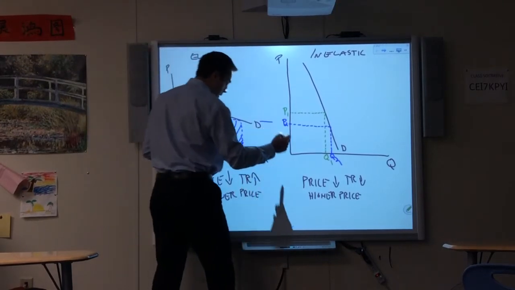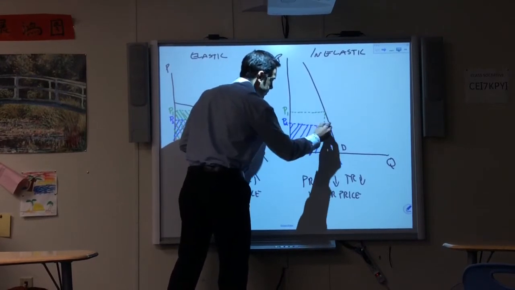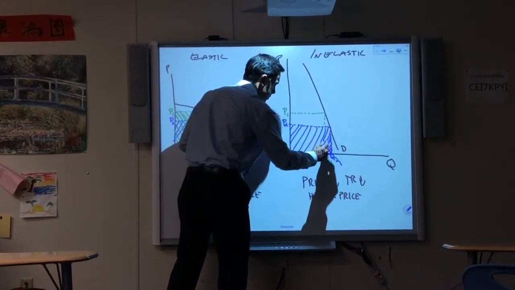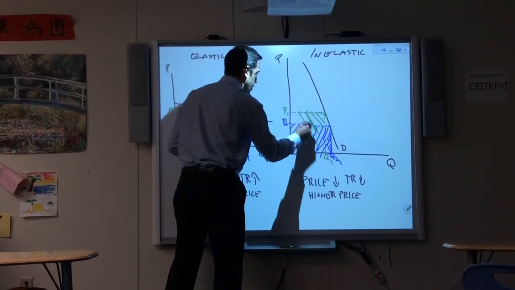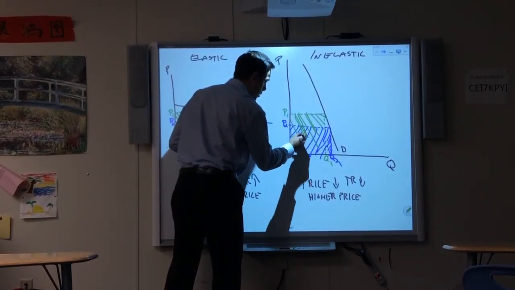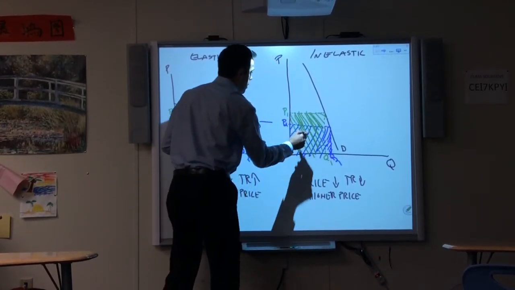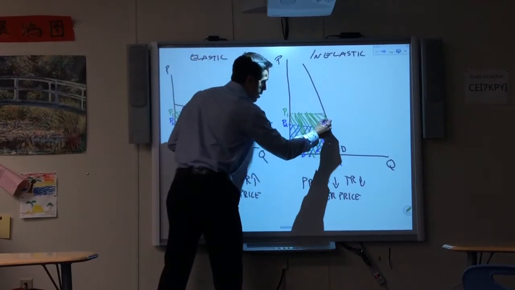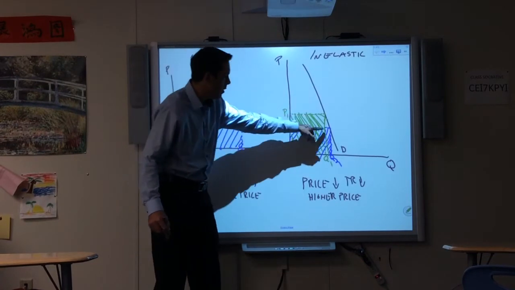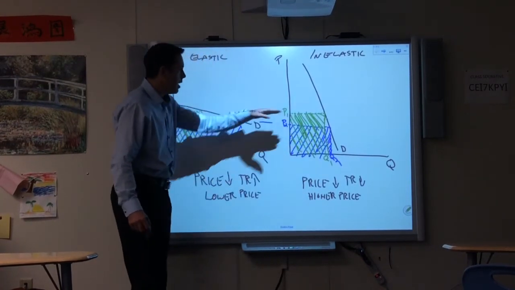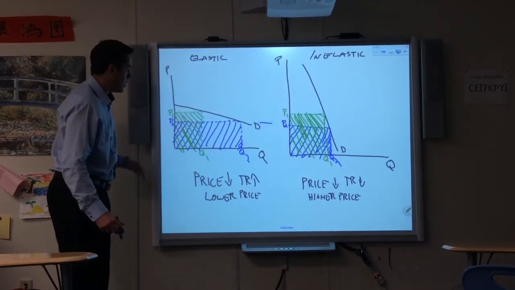Let's do the same thing over here. Start with blue. And green. And you can see the part that's just green is greater than the part that's just blue. Here, we want the higher price. Here, we want the lower price.